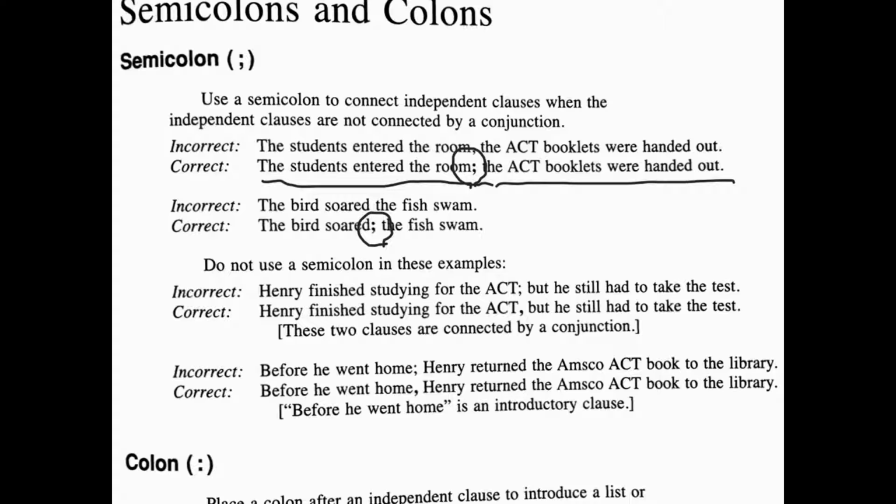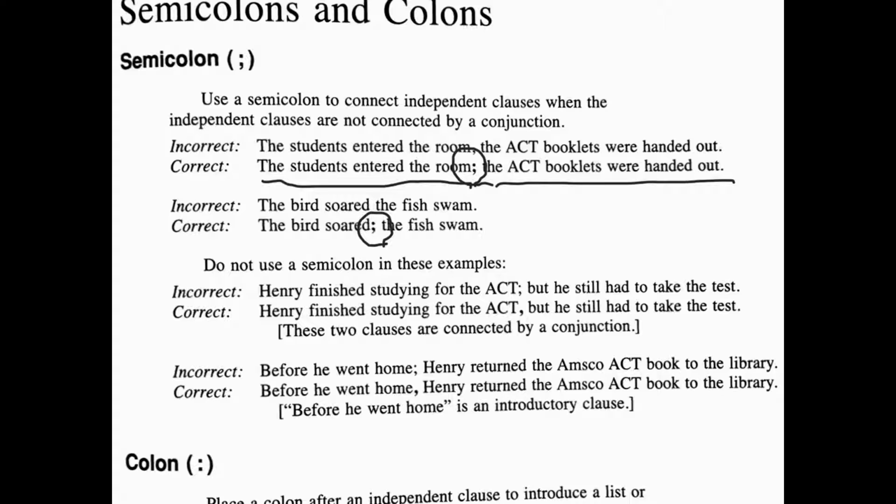These are situations where you do not want to use a semicolon. Henry finished studying for the ACT. All right, they put a semicolon there, and then, but he still had to take the test. Okay. Henry finished studying for the ACT. That is an independent clause. Take a look. But he still had to take the test.